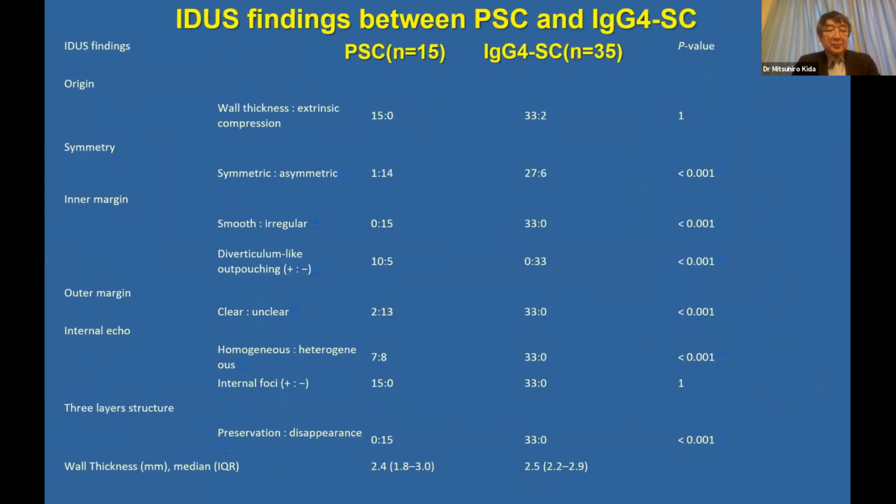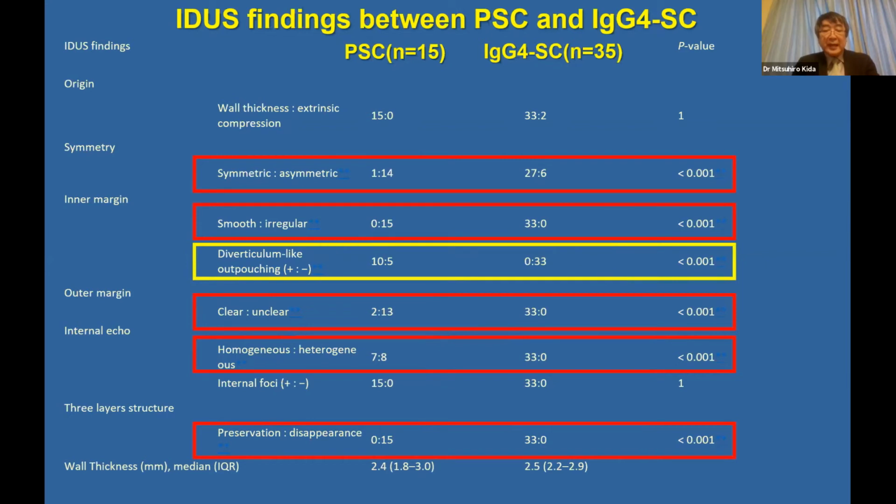This is the differentiation between PSC and IgG4-SC. IgG4-SC has a symmetric, smooth inner margin, a clear outer margin, is homogeneous, and preserves the layer appearance. And for PSC, there are diverticulum-like irregular lesions.